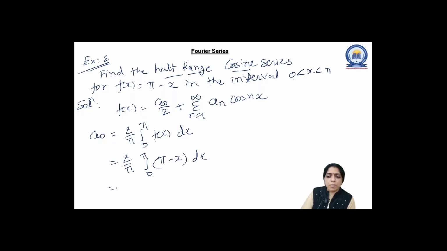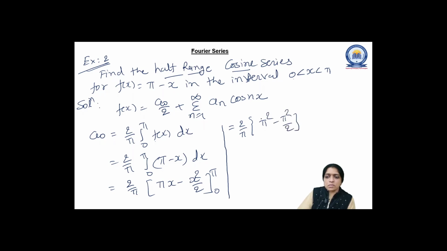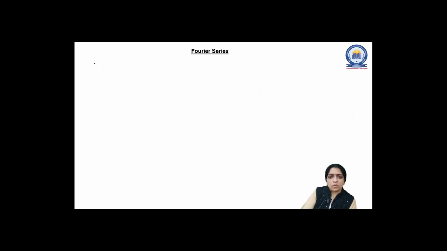The integration of pi with respect to x is pi x, and the integration of x is x square by 2, and the limits are 0 to pi. After substituting the upper and lower limits, here 2 by pi, so pi square minus pi square by 2 is the result of the upper limit, minus, after substituting the lower limit, both terms are 0. So this is pi square minus pi square by 2, so we have pi square by 2, and this 2 will be cancelled, this pi also cancelled, and our answer is pi. Now let's move to the calculation of an.